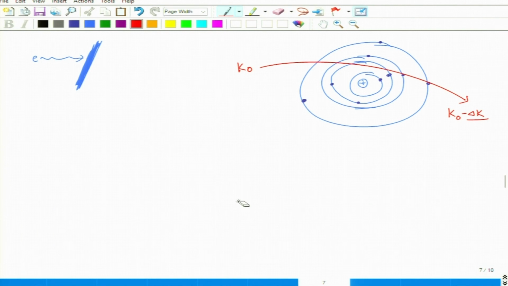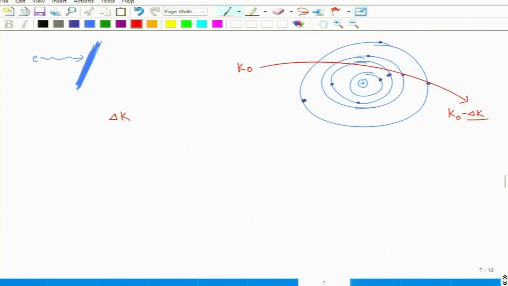That is the case. The electron is colliding with the atom, and after collision, del k amount of kinetic energy decreased. So it had the energy k0, and now it will have the energy k0 minus delta k, and after that the electron is leaving that atom. This is the case. Again, it may go through other collisions as well. I am coming to that later, but for the first collision, this is the case.